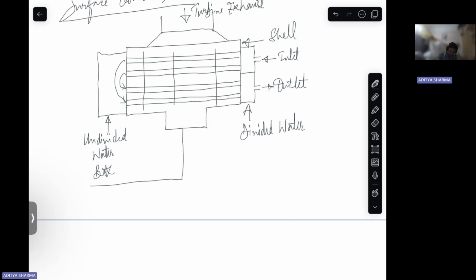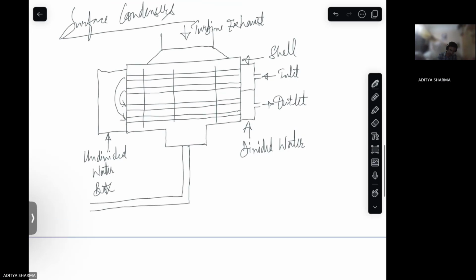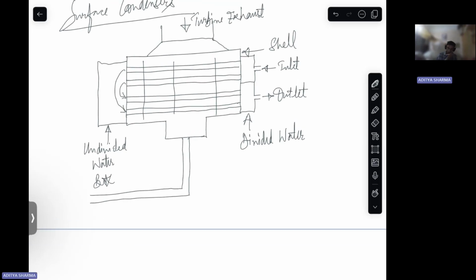I hope you all are clear with what condensate is. Okay, the steam that condenses, that is coming from your turbine exhaust. Okay, so this is your condensate. This is your hot well where all your condensate collects.